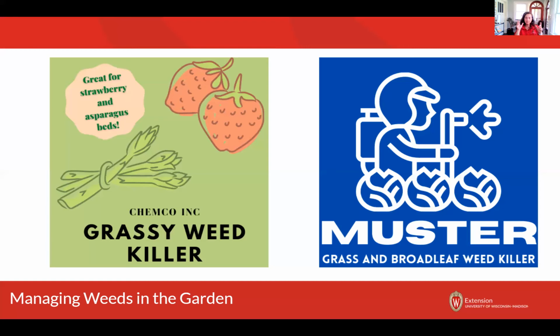So these are going to be key things if you do decide that you need to employ chemical controls after you've done the cultural and mechanical efforts. These might be helpful things to keep in mind when you're choosing what type of herbicide would be best for your situation.